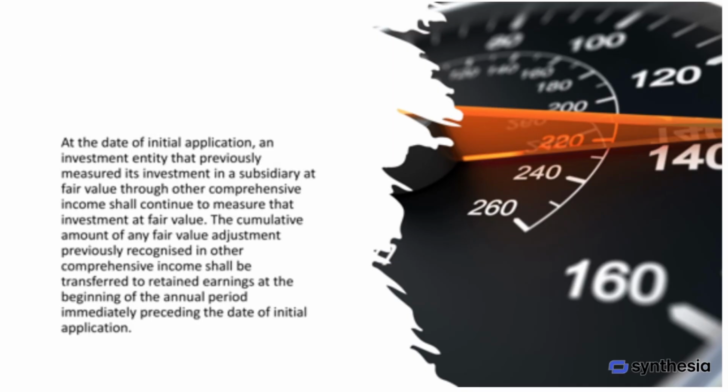At the date of initial application, an investment entity that previously measured its investment in a subsidiary at fair value through other comprehensive income shall continue to measure that investment at fair value. The cumulative amount of any fair value adjustment previously recognized in other comprehensive income shall be transferred to retained earnings at the beginning of the annual period immediately preceding the date of initial application.